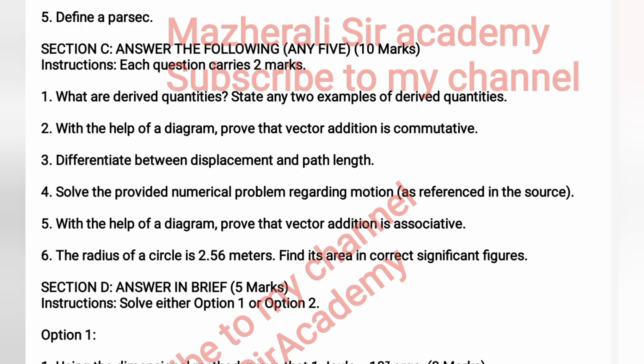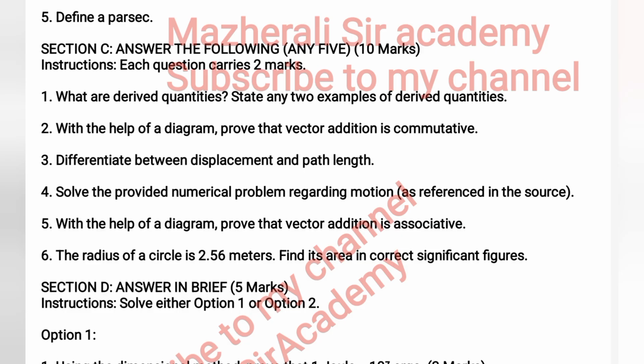4. Solve the provided numerical problem regarding motion, as referenced in the source. 5. With the help of a diagram, prove that vector addition is associative. 6. The radius of a circle is 2.56 meters. Find its area in correct significant figures.